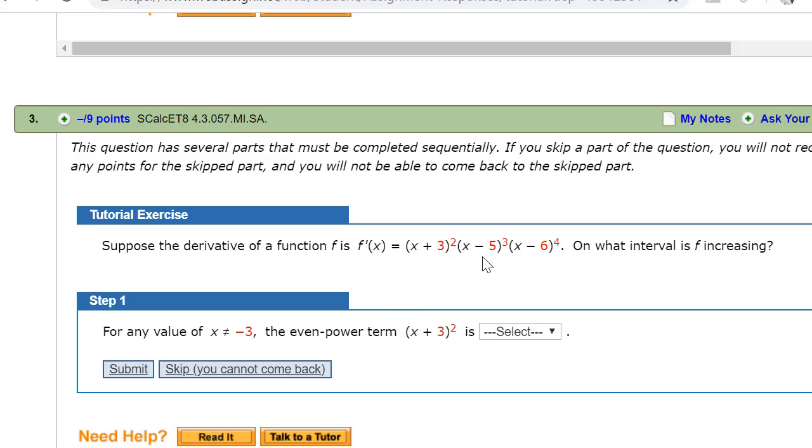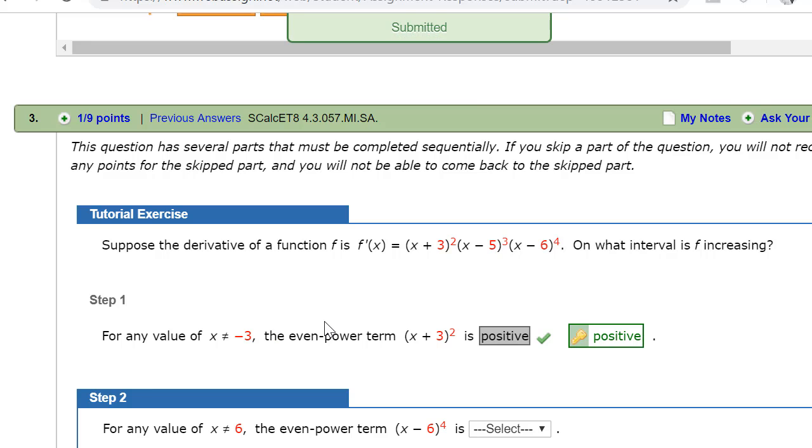So this is already the derivative, and whenever these things are equal to 0, we're looking at possible maximums or minimums. They're essentially the critical points. For any value of x not equal to 3, not equal to -3, the even power here is going to be positive. It's only not positive when x is equal to -3, and that's equal to 0. So we know that we have positive values for that factor.